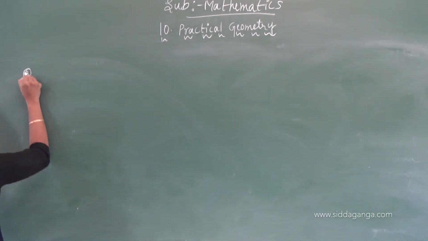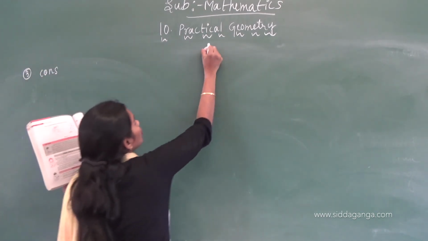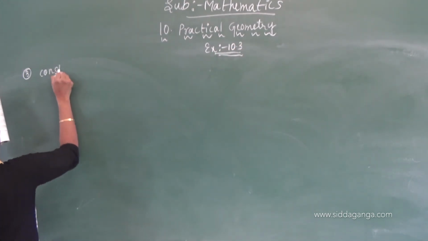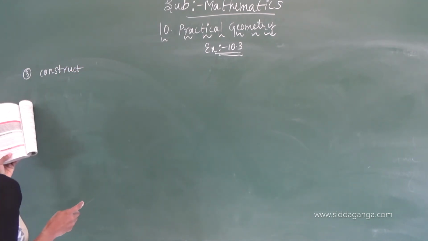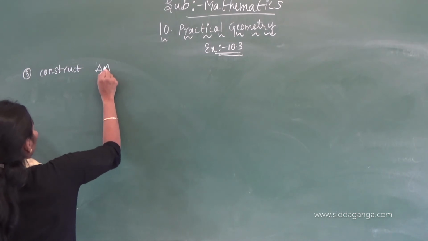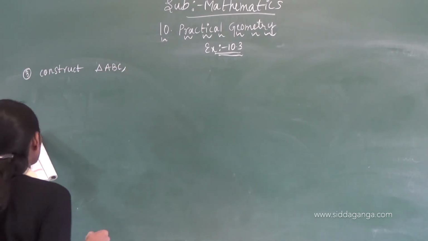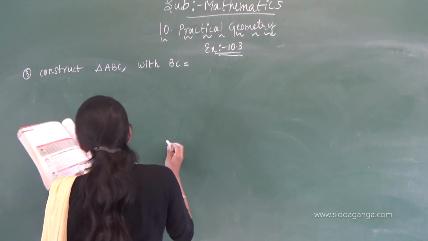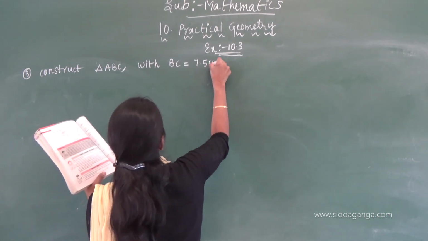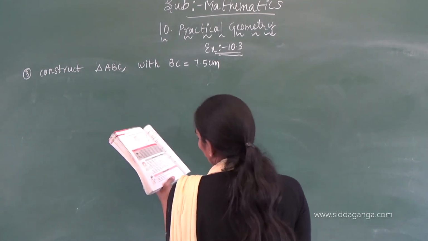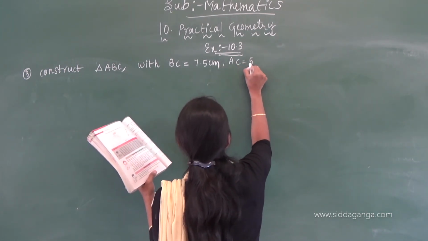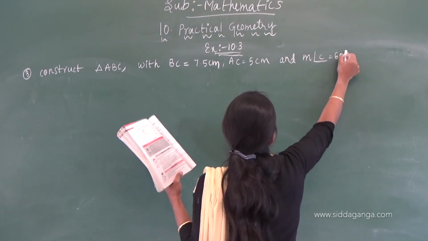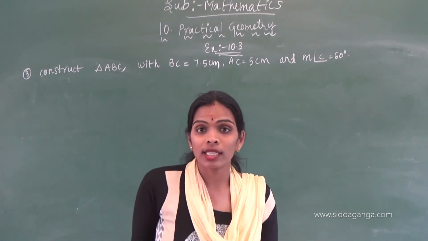Construct triangle ABC. Construct triangle ABC with BC equals 7.5 centimeters, AC equals 5 centimeters, and measure of angle C equals 60 degrees. Measure of angle C equals 60 degrees.